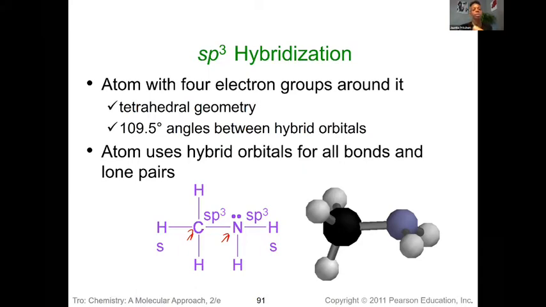Again, count the letters. 1 s plus 3 p's tells me 4. So if I'm accounting for 4 electron regions, I need 4 equivalent orbitals created. So bring an s and 3 of my p's together. And the name of it will be an sp3 hybrid.